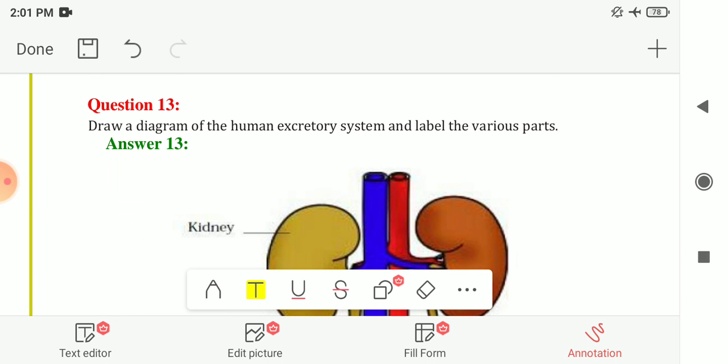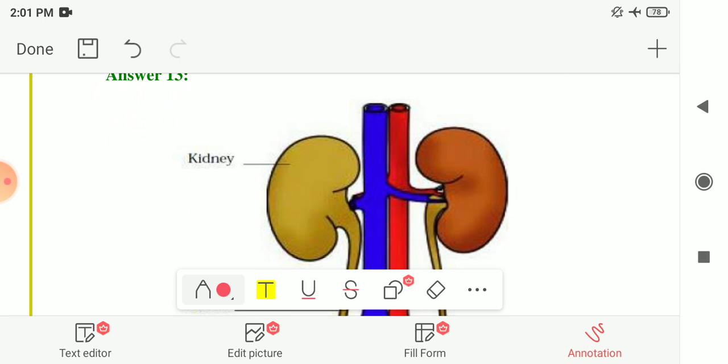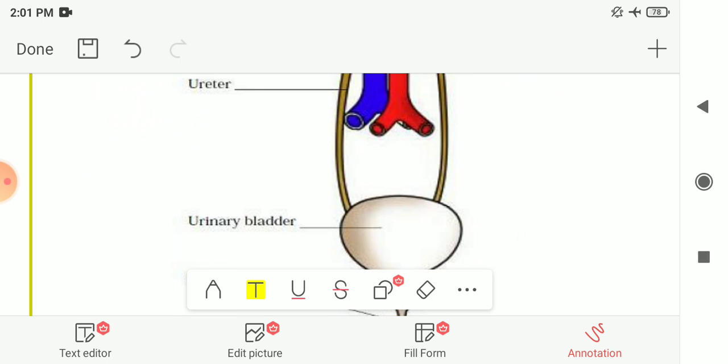Next is the 13th question. Draw a labelled diagram of the human excretory system and label the various parts of this diagram. So here you can see the diagram. Here the kidneys are shown to you. This blue one is the vein of the body. Then the red one is the artery.